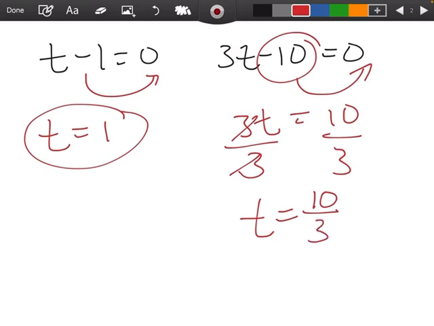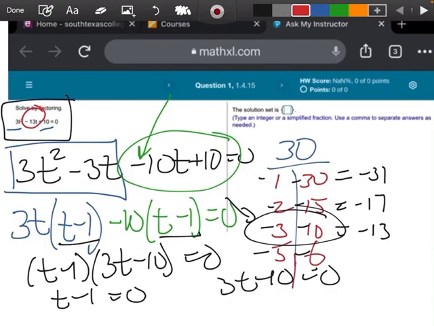So guys, when I come back over here, look at the two answers we came up with. 1 and 10/3. All I'm going to do right here, I'm going to put 1, comma, 10 over 3. Okay, let me write in block so you can see a little bit better. 1, comma, 10 over 3. And that's my answer for this particular question. Okay, question number 1.